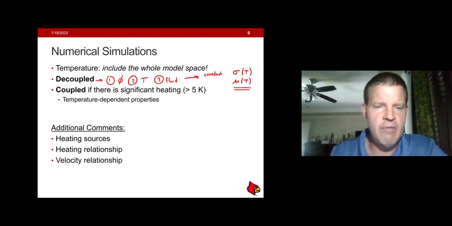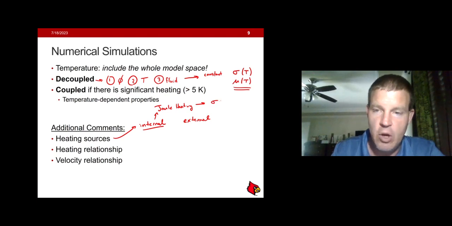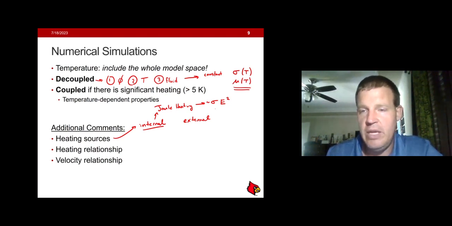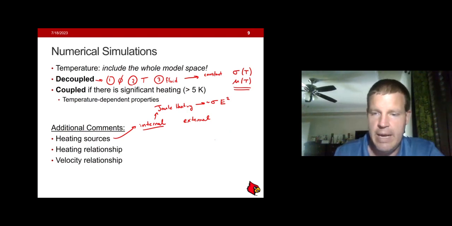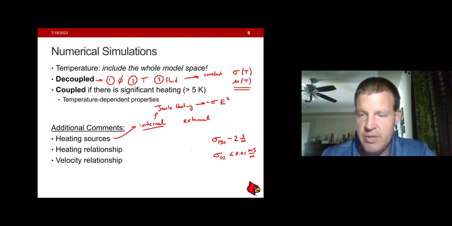Now, before we move on, I do have some additional comments. So your heating sources can be either internal or they can be external. Now, if they're internal, that means it's joule heating. Joule heating is the typical culprit. So in other words, go back to that temperature equation: it is dependent on the conductivity of the fluid as well as the electric field. Now, the conductivity of PBS is on the order of 2 Siemens per meter, whereas that of DI water is typically much less, depending on your DI water source, less than 0.01 millisiemens per meter.